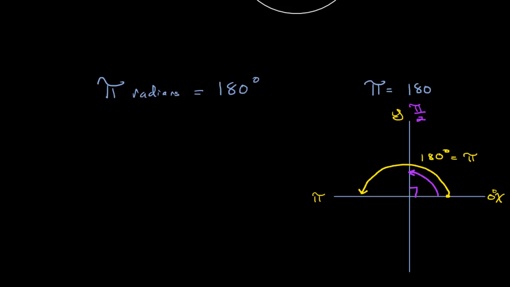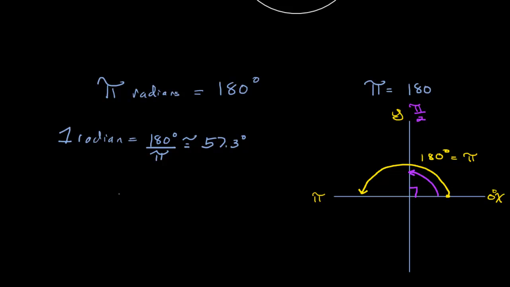If we want to determine these values, we can say that 1 radian, dividing both sides by pi, is equal to 180 degrees divided by pi, which is dividing by 3.14. That's going to give us a value slightly less than 60 because it's not exactly 3, it's 3.14. So this is approximately equal to 57.3 degrees.